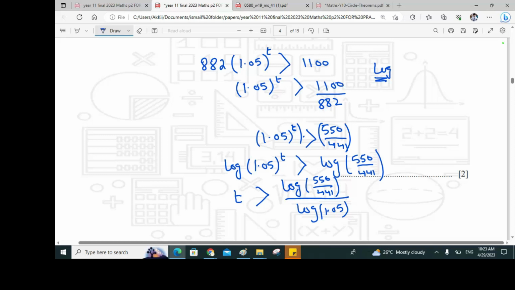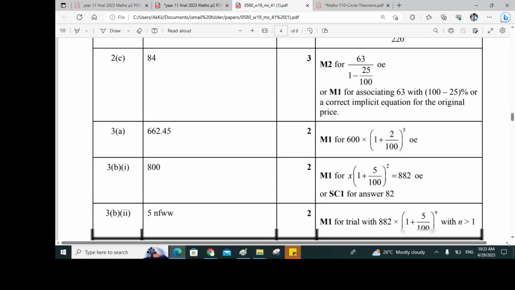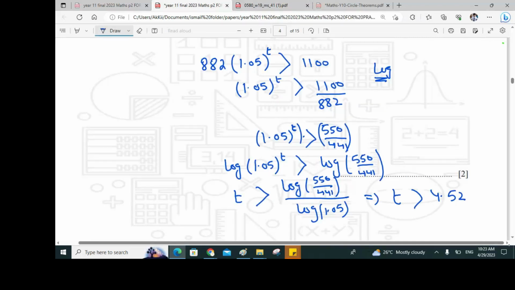This is 4.5. The answer is good. My answer over here is t is greater than 4.52. So it must be the 5 years time. So let me check whether the answer is yes. The answer is 5 years time. The answer is 5.